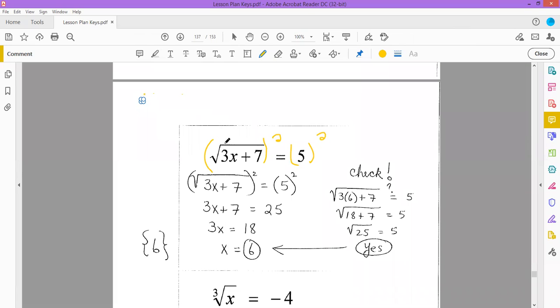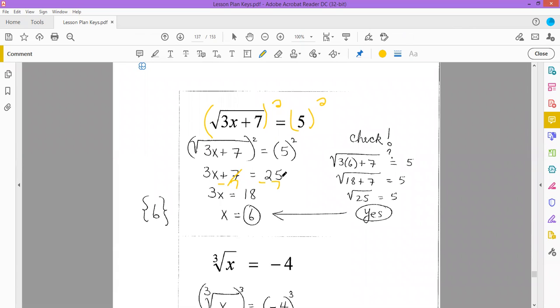So when we square the left side of the equation, that just removes the square root symbol. Because remember, squaring a number and taking the square root are opposite. So it just removes the square root symbol. And we get 3x plus 7. On the right side, 5 squared gives us 25. We'll solve this equation first by subtracting 7 from both sides. The 7s will cancel on the left, leaving 3x. And on the right side, 25 minus 7 gives us 18.